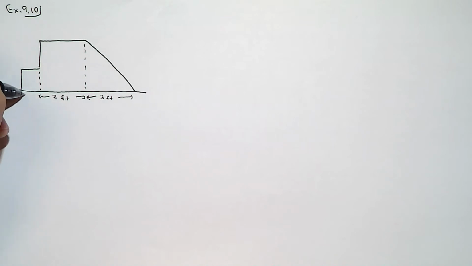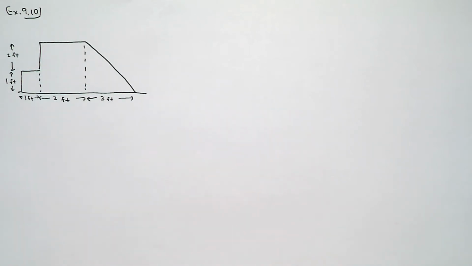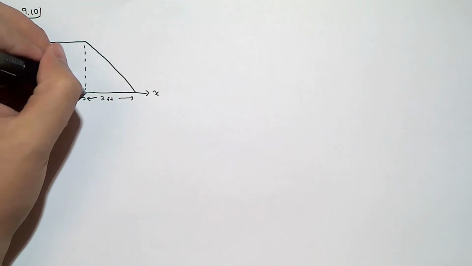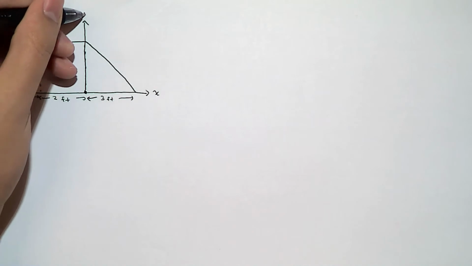This rectangular portion is 1 foot in length, 1 foot in height, so it's actually a square portion. And then we have 2 feet in height here. So this is our shape. And I would like to know the coordinates of the centroid of the shape. If we want to give coordinates, we need to set a coordinate system. So I'm just going to set my x-axis to be horizontal, my origin here, and my y-axis to be vertical.